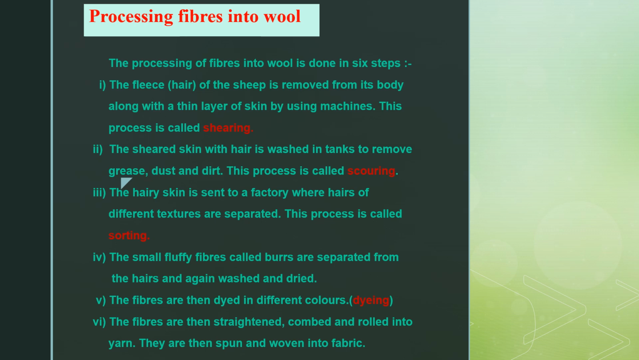The hairy skin is sent to factories where the hair of different textures are separated. This process is called sorting. The small fluffy fibers called burrs are separated from the hair and again washed and dried. The fibers are then dyed in different colors. This process is called dyeing. The fibers are then straightened, combed and rolled into yarn. They are then spun and woven into fabric. This is how processing of woolen fibers is done.